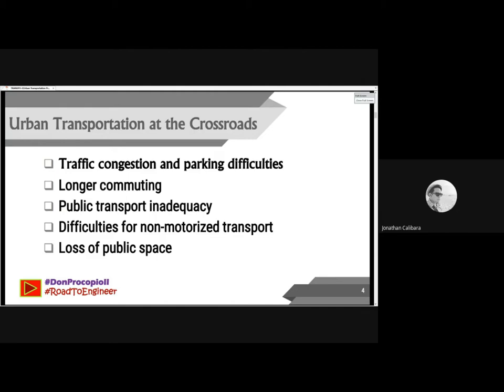Siblings, and also your teachers, even professionals, can experience the same experience. So first we have to deal with traffic congestion and parking difficulties. Okay, we will discuss this one.